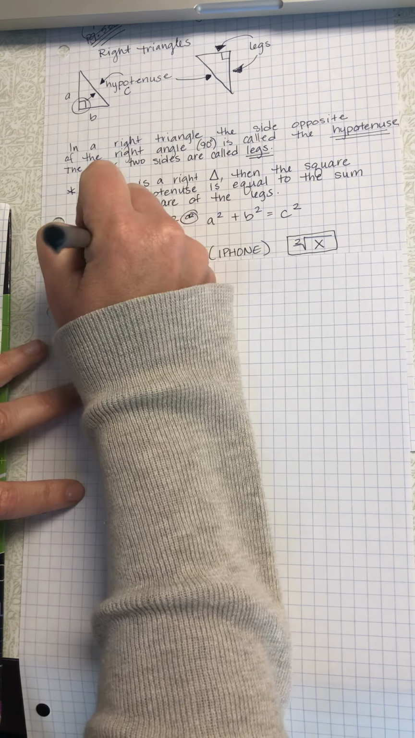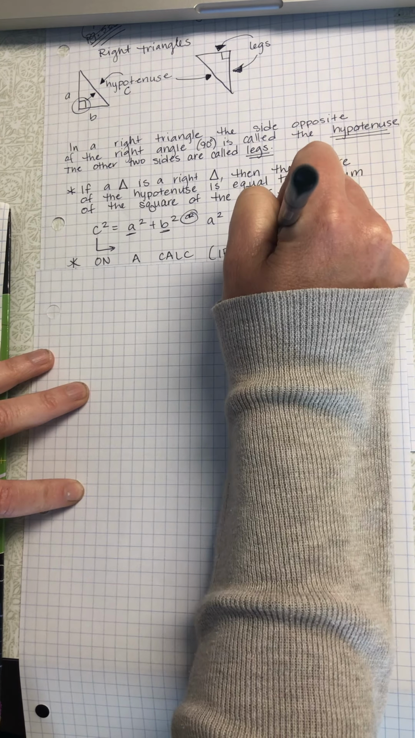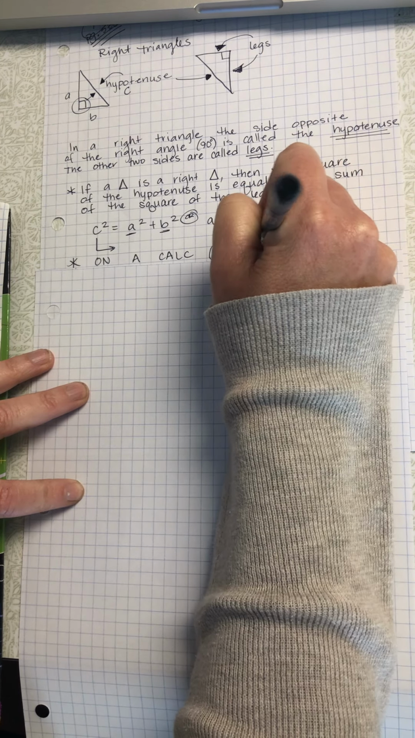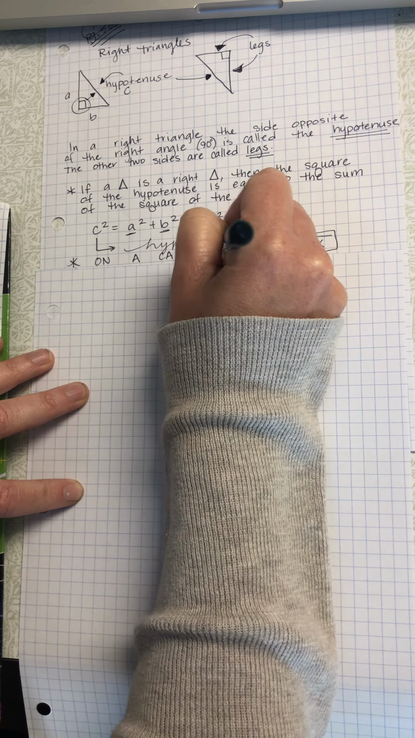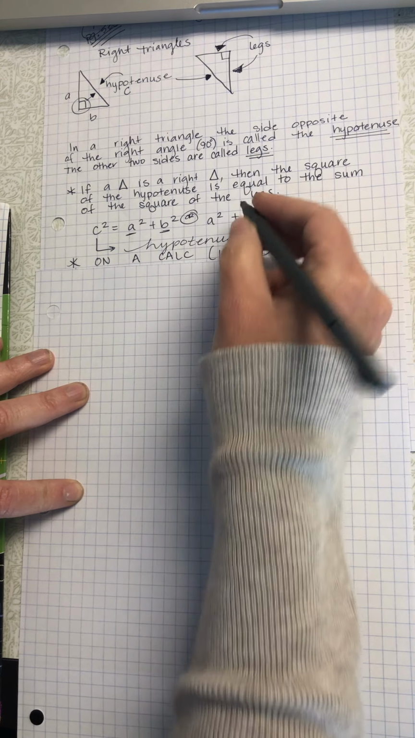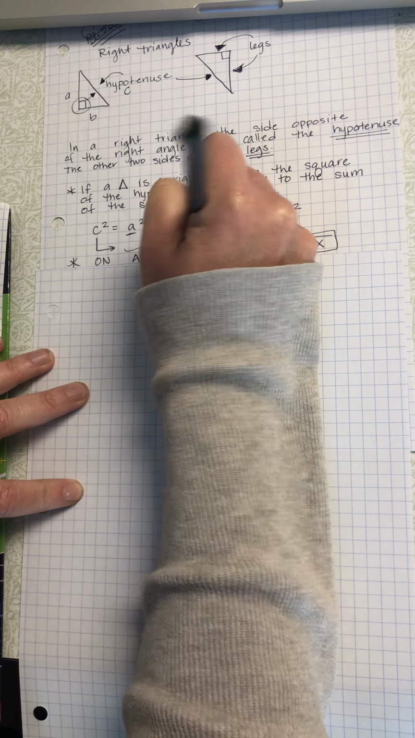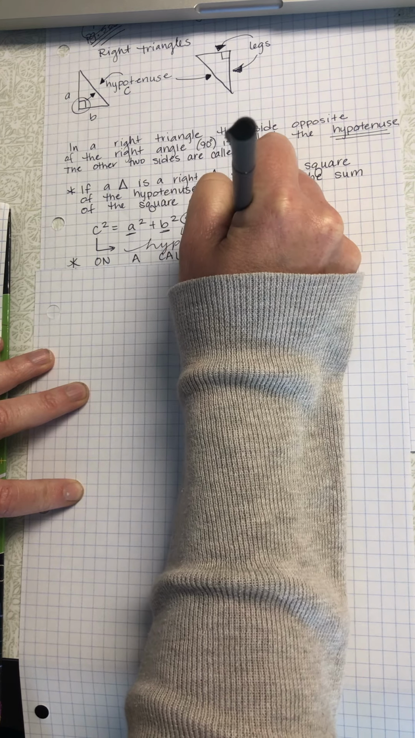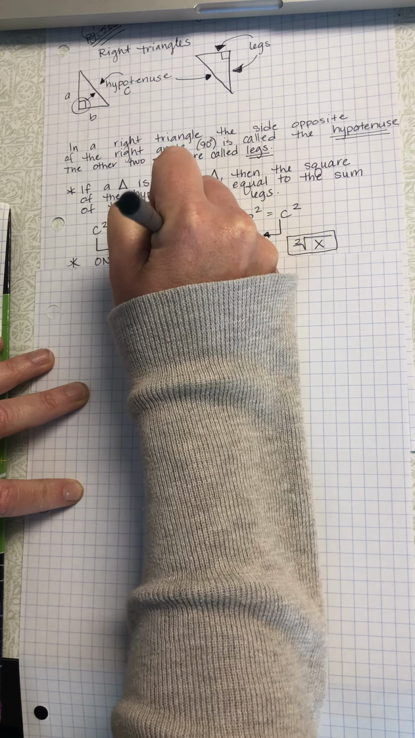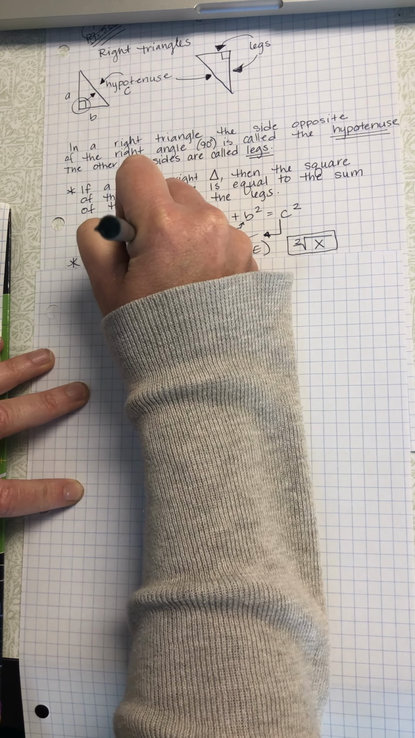What's important is that C, the longest side, is the hypotenuse. Okay? And that A and B are the legs. The shorter sides. Okay?